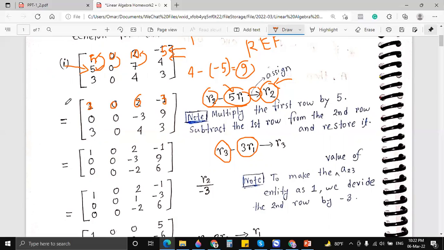So I have multiplied 3 with the first row. Now I need to subtract it from the third row. So 3 minus 3 is 0, and 0 minus 0 is 0. 4 minus 6 is minus 2. And 3 minus -3 is plus 6. So again, we got all the entries below this pivot point as 0, and that's what we wanted.